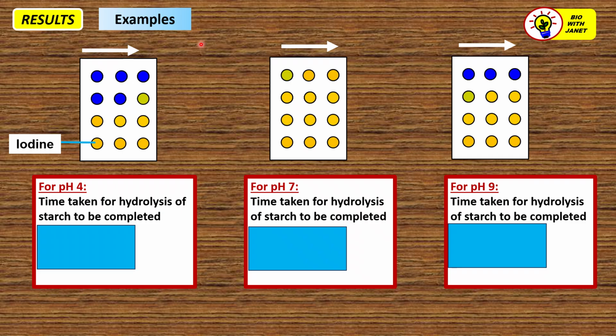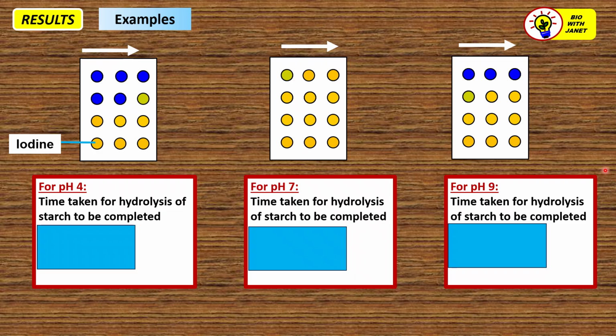So here I've given you a set of results so that you can practice determining the time taken for the hydrolysis of starch to be completed for pH 4, pH 7, and pH 9. So try and determine the time taken for the hydrolysis of starch to be completed without looking at the answers first, right? Then we'll discuss afterwards. So pause the video.